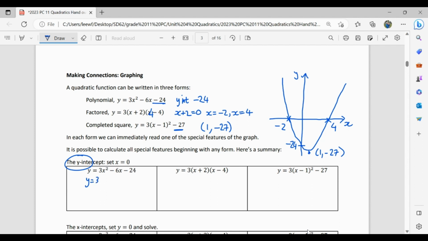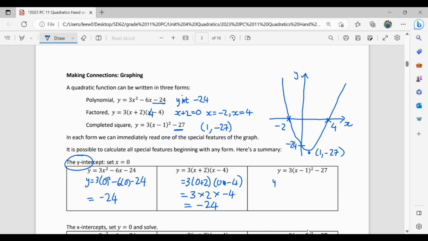In the first one, we've got 3 times 0 squared minus 6 times 0 minus 24, and we calculate that to be minus 24. In the second format, we again substitute x equals 0. And so we get 3 multiplied by 0 plus 2, which is just the number 2, multiplied by 0 minus 4, which is the number negative 4. 3 times 2 is 6. 6 times negative 4 is negative 24.